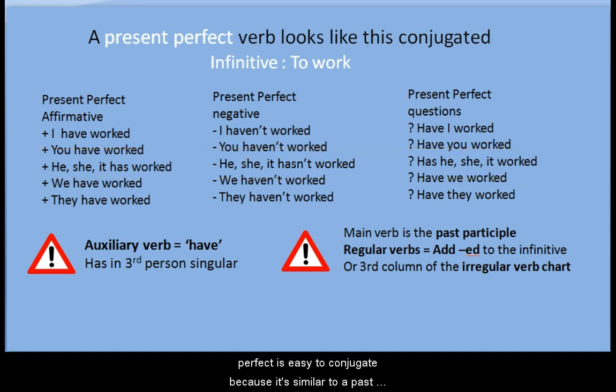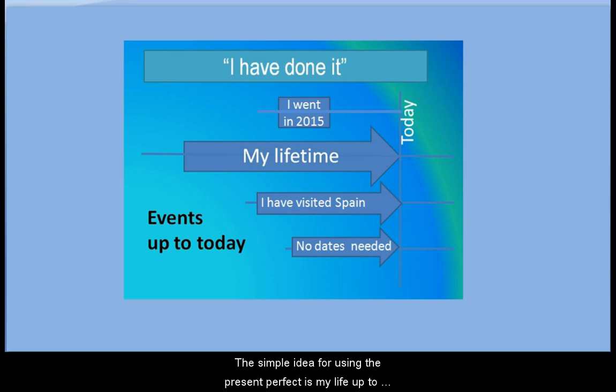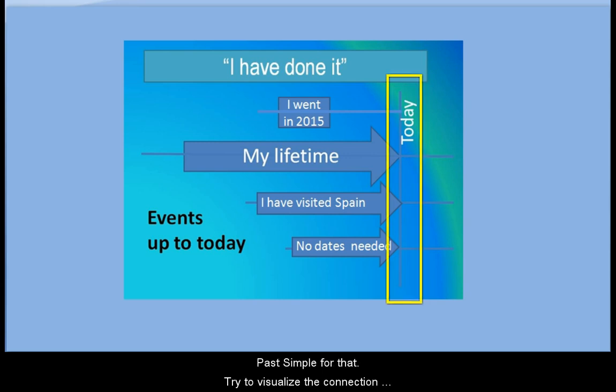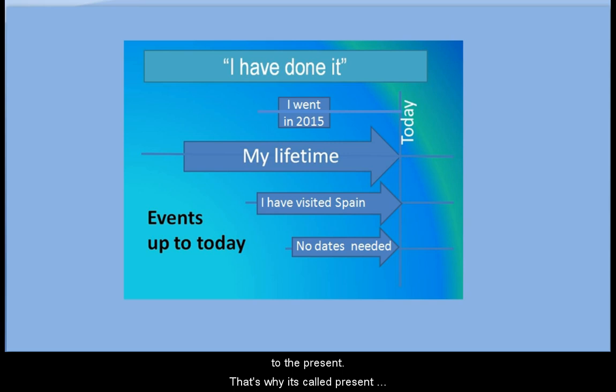Many students find present perfect easy to conjugate because it's similar to a past tense in their own language. The difficulty comes in choosing between the present perfect or the past simple. The simple idea for using the present perfect is my life up to today. We don't use dates or give a lot of details about our life experiences here because we use past simple for that. Try to visualize the connection to the present. That's why it's called present perfect.